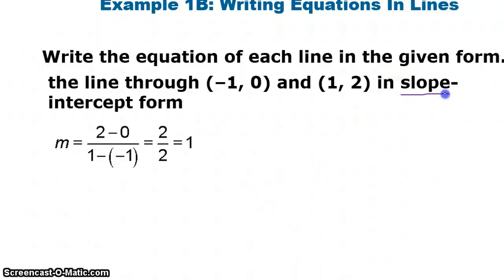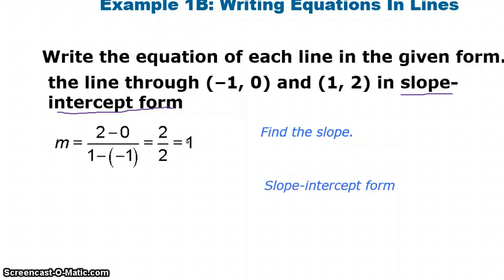Now we're going to look at the slope-intercept form. We do need to find the slope, so that's the first thing we'll do. You'll put in your slope formula and solve that, and that's going to give you a slope of 1.